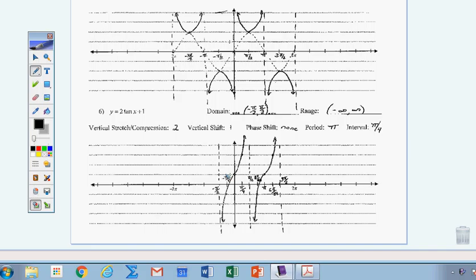All right. I had a vertical stretch of 2 on here because of this 2 right here. And I had a vertical shift up 1 because of the plus 1. I had no phase shift. And my period stayed the same, and so did my interval. All right. So that's the graph of that.